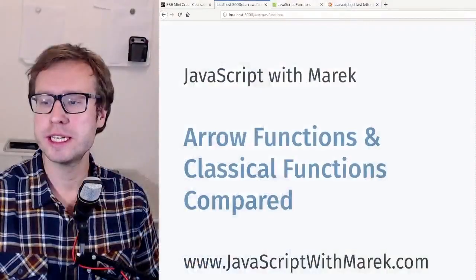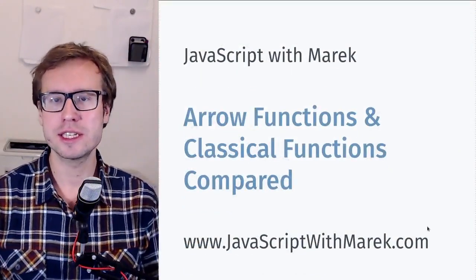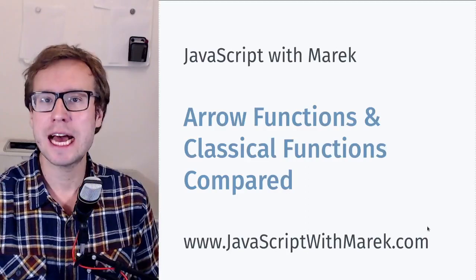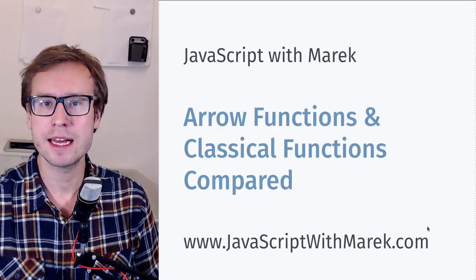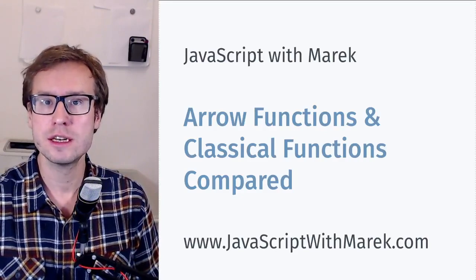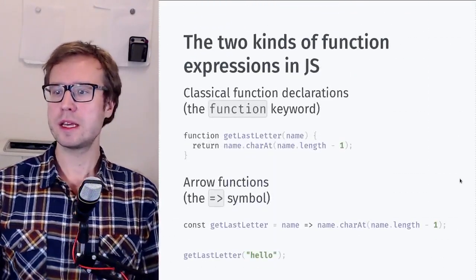So what's the deal with that? Why do we have two kinds of functions? Well, let's take a look. Let's do a comparison between arrow functions and classical functions. Why do we even have two kinds of functions? Well, we're going to look at some similarities and some key differences between the two. So, all right, let's take a look.